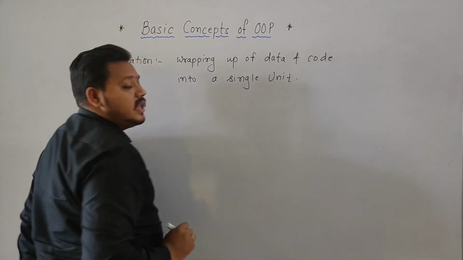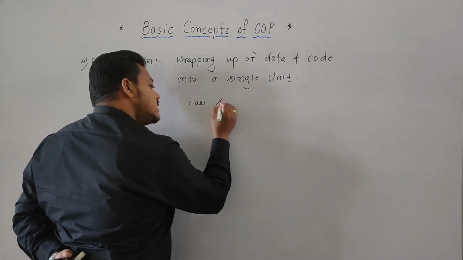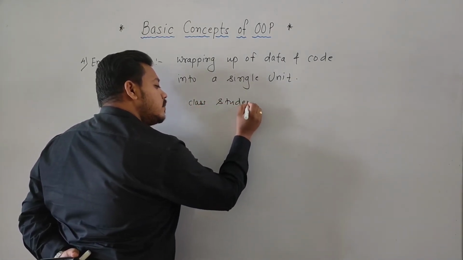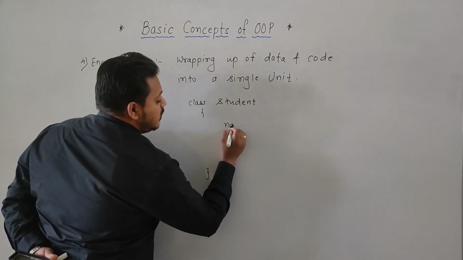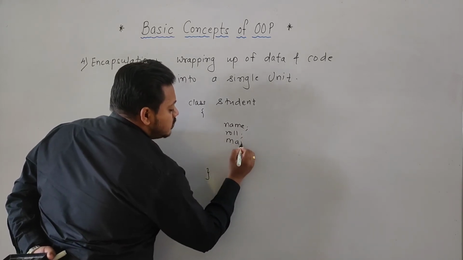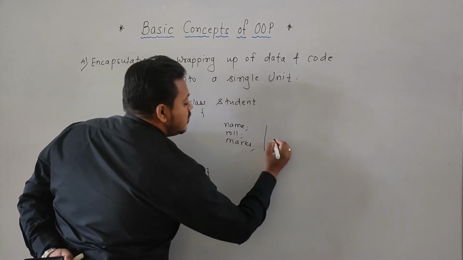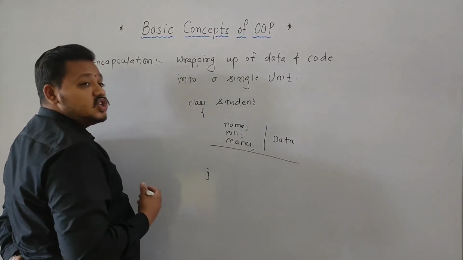This is called encapsulation. Suppose in our class student, we have used some variables such as name, then roll number, then marks. This is nothing but our data, and at the same time we have used some functions.